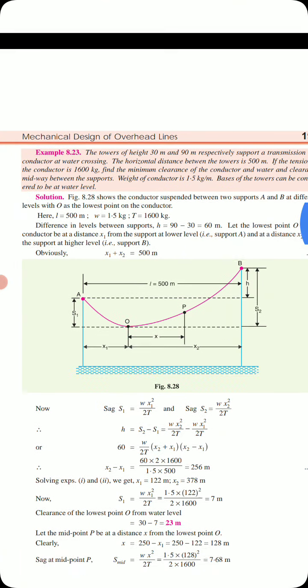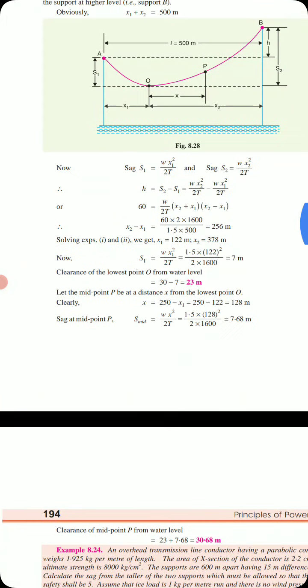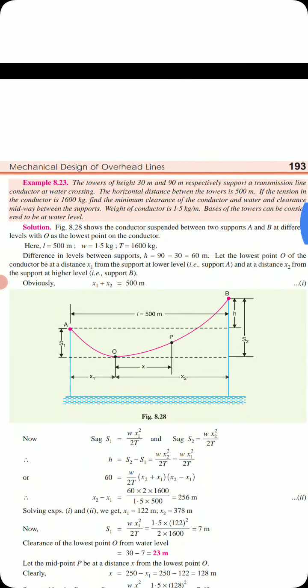Next, the problems on the unequal level we will see in the next class. I will explain this kind of problem in depth.